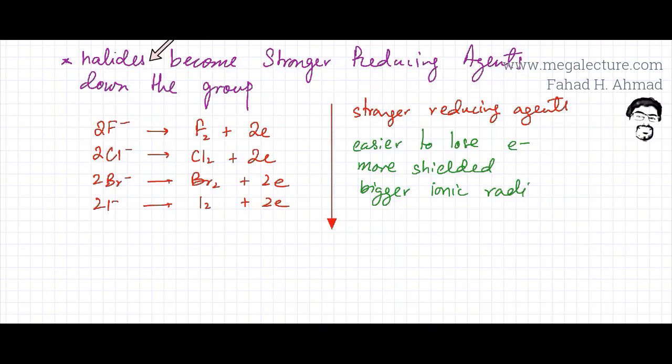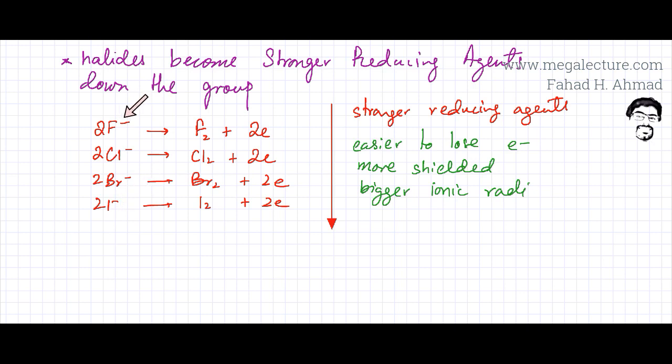Vice versa, when we talk about halides, the opposite, the negative ions, they would lose electrons to form the element back again. So F-1 loses electrons to form F2. I-1 would lose electrons to form I2. Now down the group, they're going to become stronger reducing agents because as you move down the group, it would become easier to lose electrons. For example, I-1 is going to be more shielded. It's going to have a bigger ionic radius, so it would be easy for it to lose electrons.